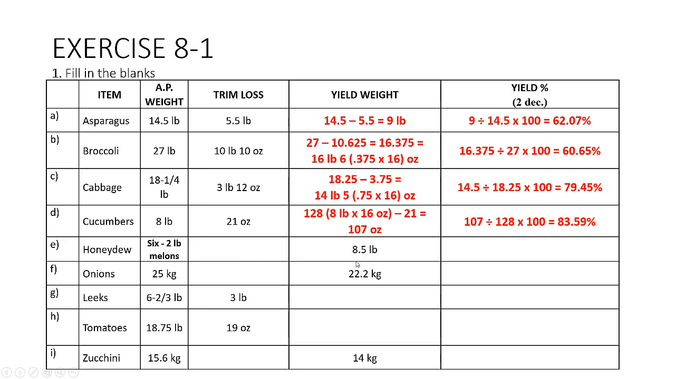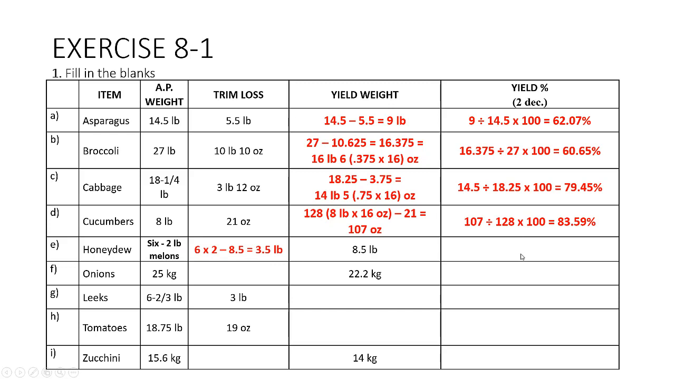And if we only have 8.5 pounds left, we would do our 6 times 2, which is 12, minus the 8.5, which is the EP amount, leaving us with a trim loss of 3.5 pounds. In other words, we trimmed away 3.5 pounds of our original 12-pound purchase.